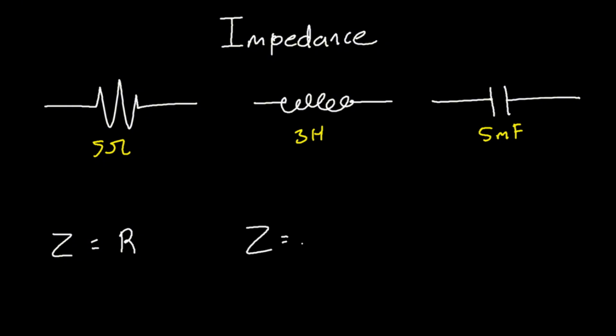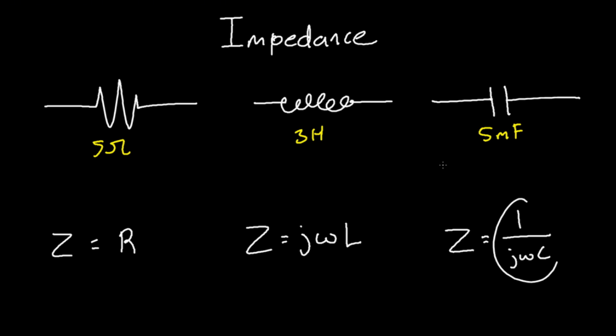Well, your impedance at an inductor, Z, is equal to the imaginary number J times your angular frequency of your current or voltage times the inductance. So just simply whatever you have in henries is your inductance. And for your impedance for your capacitor, it's simply J, angular frequency, and capacitance.